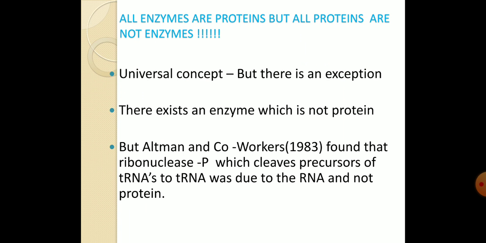So there is a specialized statement for enzymes: all enzymes are proteins, but all proteins are not enzymes. Whatever enzymes you study, all are proteins, but all proteins are not enzymes. This is a universal concept, but there may be exceptions. Earlier I told that some enzymes may not properly be proteins. There is an enzyme which is not a protein, which was first discovered by Altman in 1983, that is ribonuclease P. That is an exception for the enzyme.